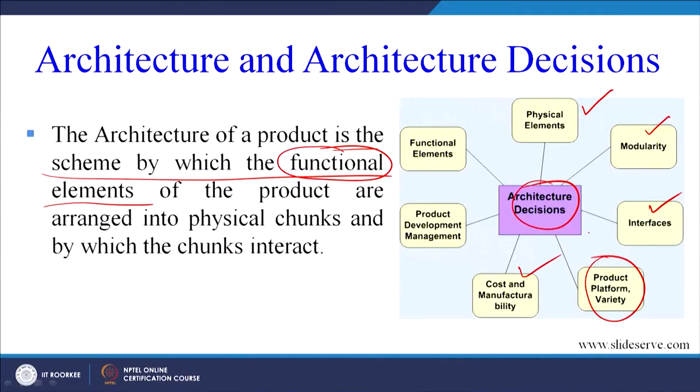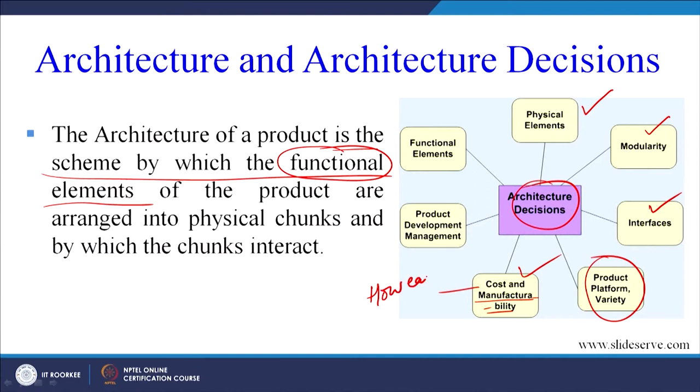Why? Because when we are offering variants to the customer, it must be easy for us to take out a chunk which we are not offering for a particular model. So those types of decisions also have to be taken at the architectural level only. Then, most important, why the companies are in business: cost is a very important parameter. Manufacturability, we have already covered, is most important, that we have to see how easy it is to manufacture.